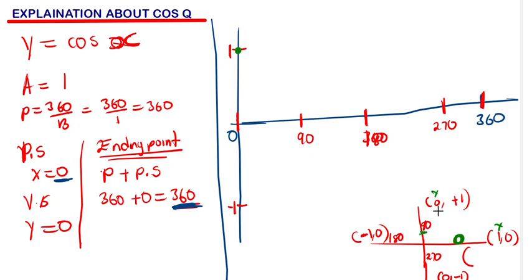In the x-axis, what is there? Because cos is for the x-axis. What is cos 90? It is 0 in the x-axis. So it will be here.